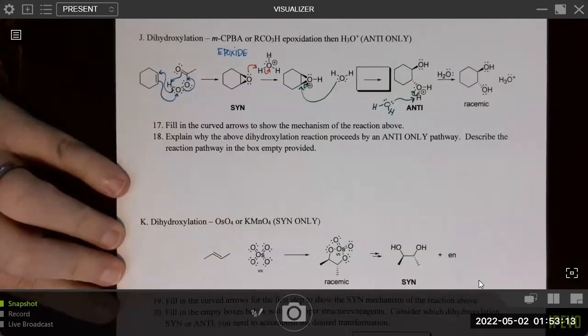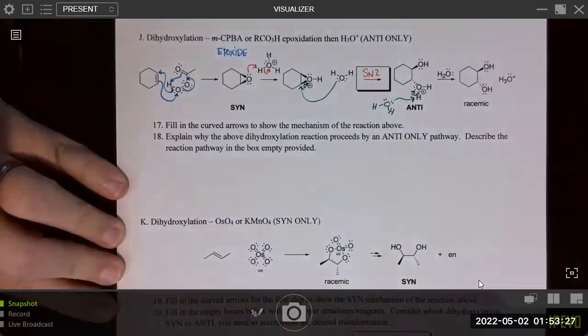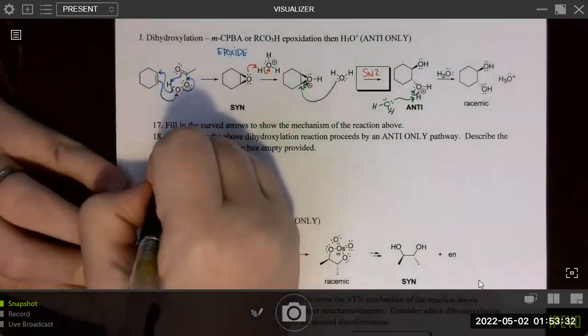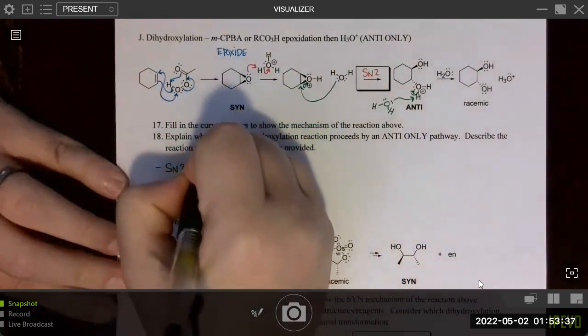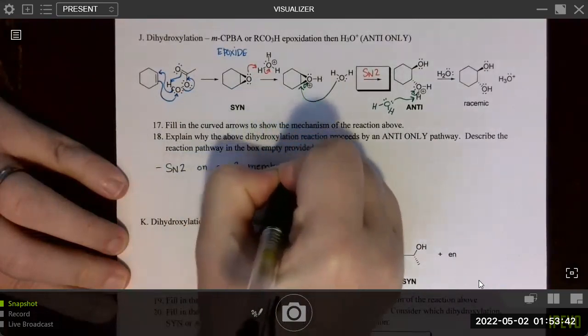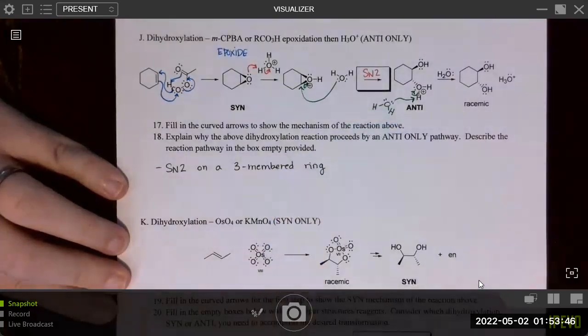Explain why the above dihydroxylation reaction proceeds by an anti-only pathway. Describe the reaction pathway in the box that's provided. Okay, so this is an SN2 reaction. Right? So again, we're going through SN2 on a three-membered ring, right? Three-membered rings must be formed syn.